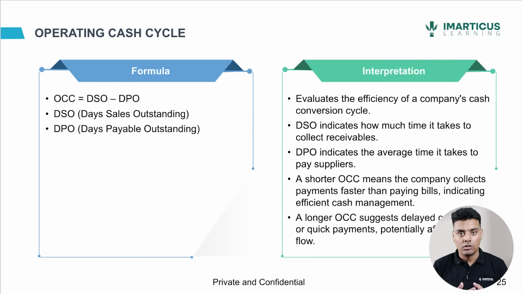A shorter operating cash cycle means that I am able to collect money effectively, and a longer operating cash cycle means that I am taking time to collect my money or to manage my money effectively.